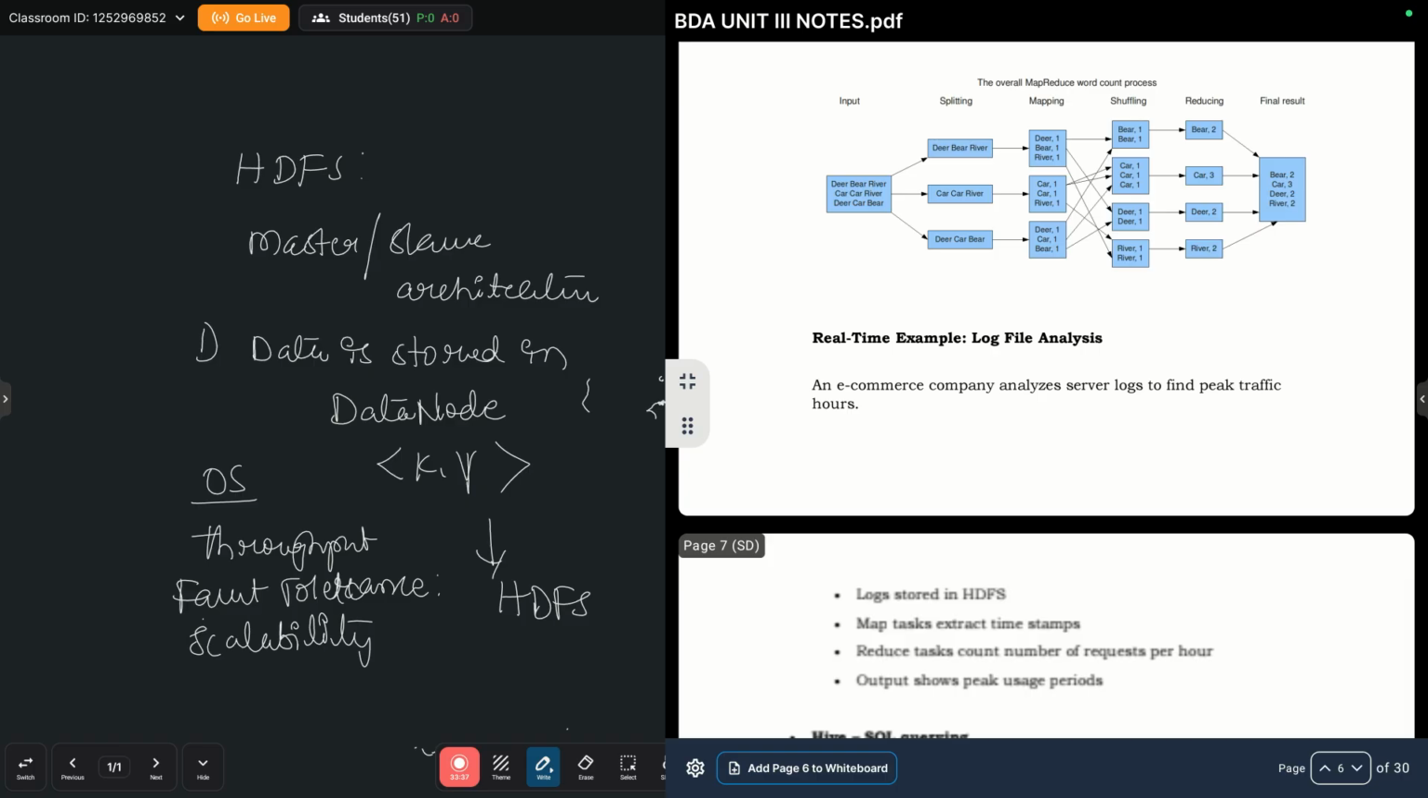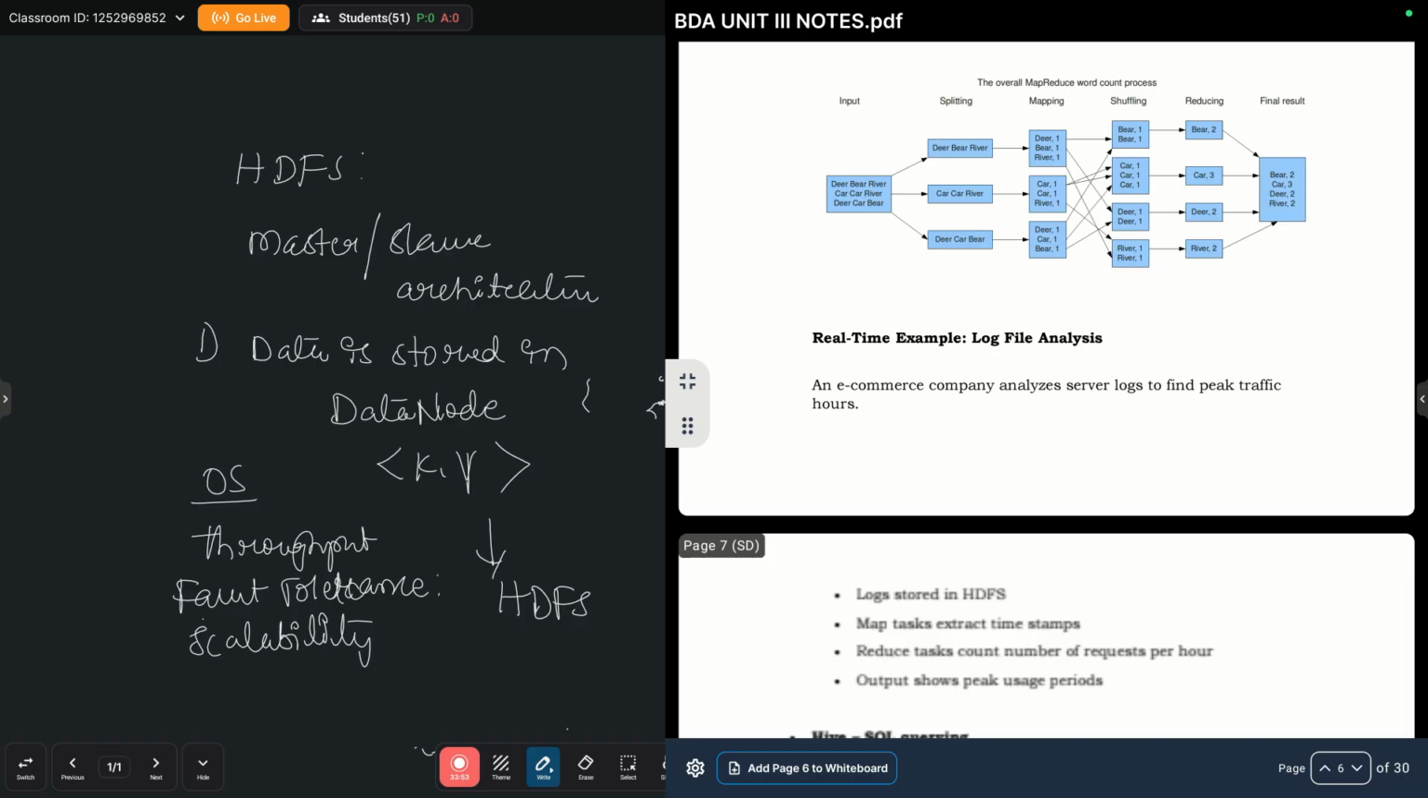Similarly for this split, one more mapper is assigned, like car, river. Again it is generating key value pairs. The third split is deer, car, bear. Again it is generating key value pairs by using the mapper.